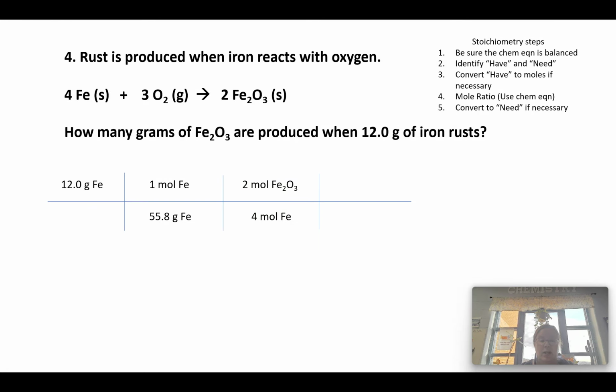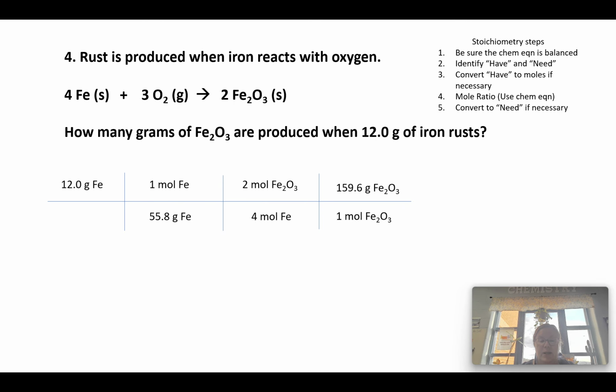Now, I need grams of iron 3 oxide. But right now, if I solved my equation, I would end up in moles of iron 3 oxide. So I have to convert to grams one more time. So when I have 1 mole of iron 3 oxide, I have to find the molar mass of iron 3 oxide, which happens to be 159.6 grams of iron 3 oxide.